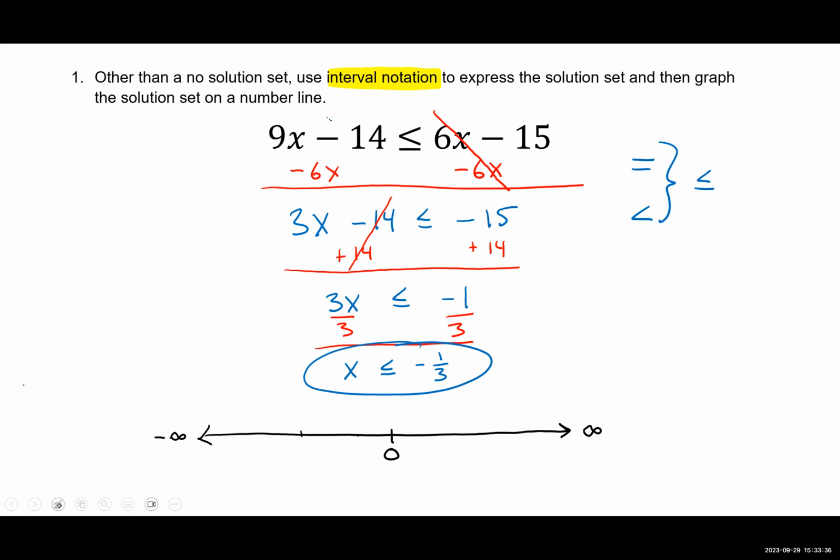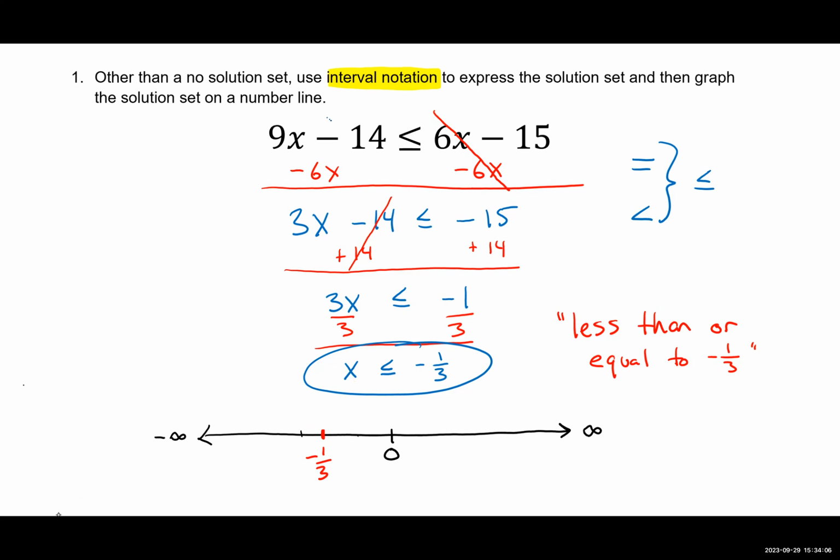So our answer is, I'll just say negative 1/3 is right here, somewhere to the left of 0. It's a negative number. So what does this mean? Less than or equal to negative 1/3. And that's how we're reading this. X is less than or equal to negative 1/3.